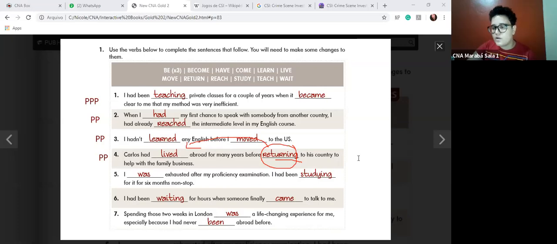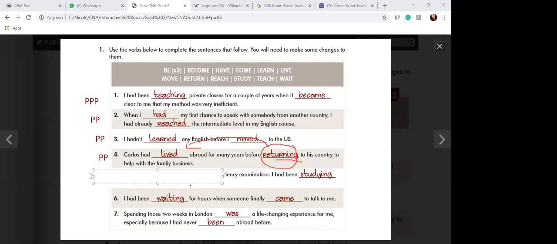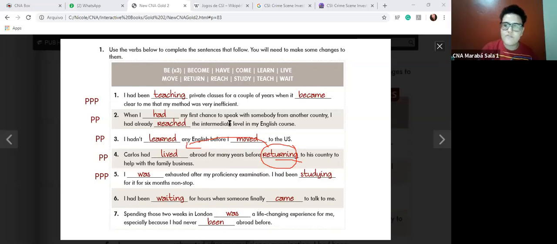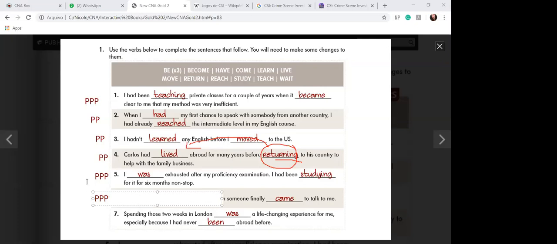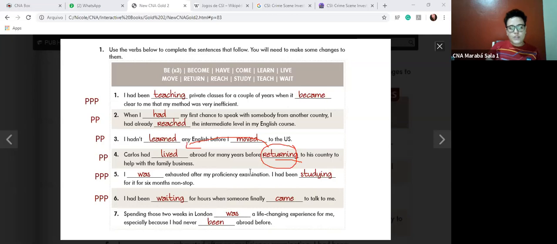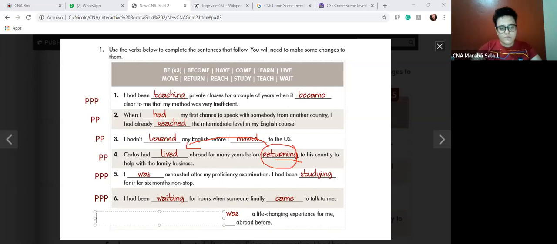Number 5, I think Luis's microphone is not working, so I'm going to read number 5. I was exhausted after my proficiency examination. I had been studying for it for 6 months non-stop. Perfect or perfect progressive? Perfect progressive. Yes. 6, I had been waiting for hours when someone finally came to talk to me. Perfect or perfect progressive? Progressive, yes. 7, spending those 2 weeks in London was a life-changing experience for me, especially because I had never been abroad before. Of course, past perfect.